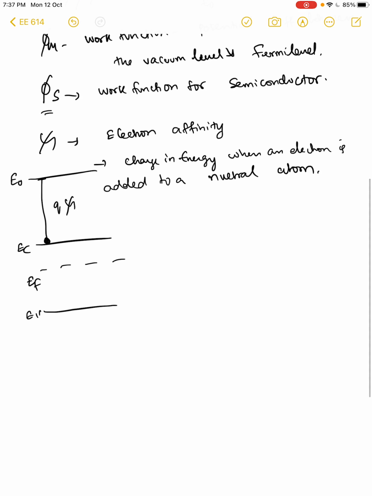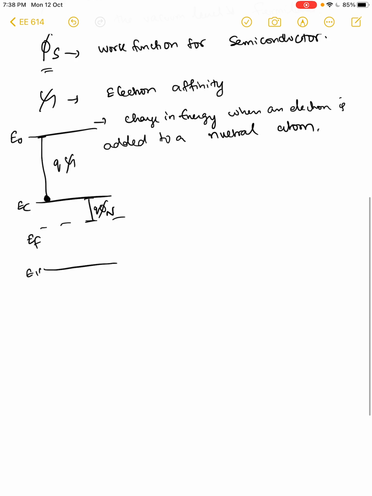And let us take the energy separation between the conduction band and the Fermi level to be psi n. This is some notation that we will use pretty soon, right? So now let us compare these two together.